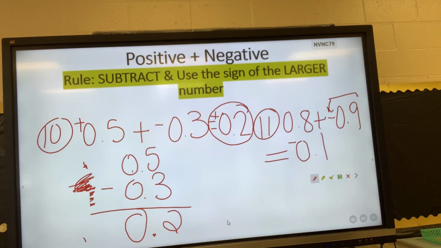That concludes this lesson. Now we're going to move on to how to add negative plus positive rational numbers.